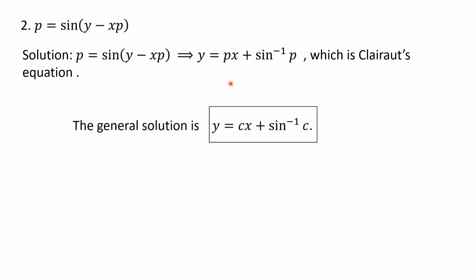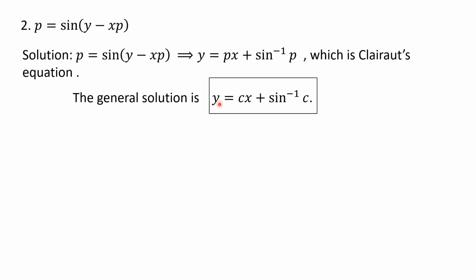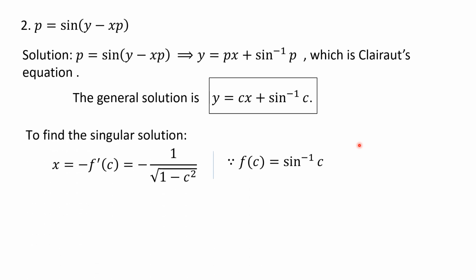Once it is Clairaut's equation, the general solution is y equal to cx plus sine inverse c. Correct? Just replacing p by c, that's all. But since we need singular solution, again we use the same method. Find the singular solution. We write x equal to minus f dash of c. So what is f of c? F of c is sine inverse c.